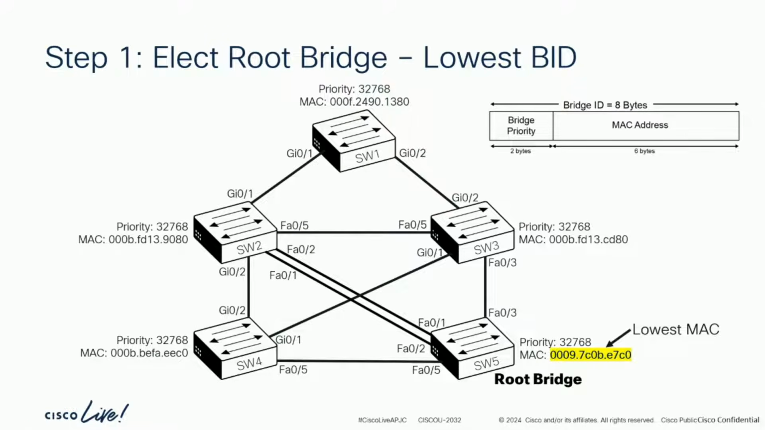So what's going on here? We always look at this from left to right. So we look at the priority first: 32,768, 32,768. They're all 32,768. Then we look at the MAC address, again, left to right. So 0009, I got a B here, I've got an F, I've got a B, I've got a B. So 9, these are hex values, obviously, is the lowest value. This guy is the root bridge. Is everyone okay with that?